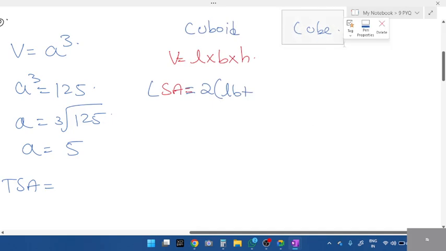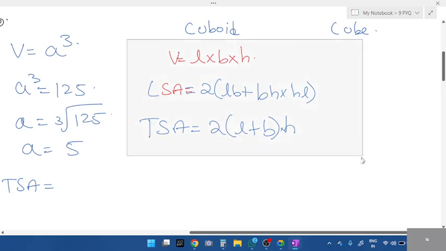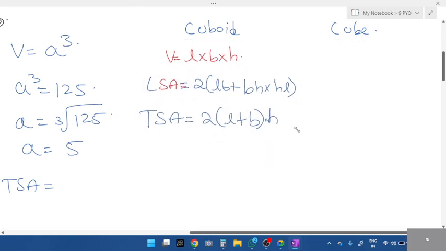For whom did I teach? For ninth, yes. 2 into LB plus H. That is total. That is total surface area. 2 into LB. Yes. LB into BH into HL or LH. What is wrong, Bhargavi? Anything wrong? Okay, plus. Yes, plus. Not multiplication, plus.